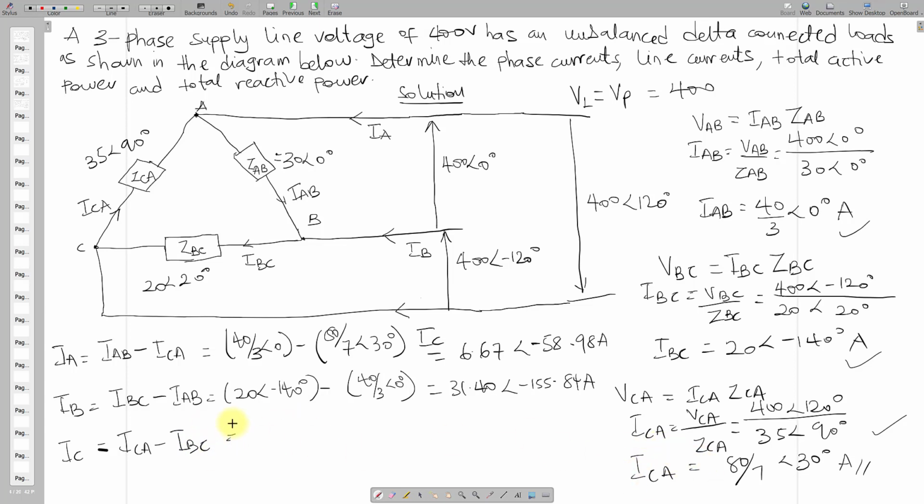At ICA we had 80/7 angle 30 degrees, minus IBC, that is 20 angle minus 140 degrees, and IC should give us 31.32 angle 36.36 ampere. So we are also to find the total active power and the total reactive power.